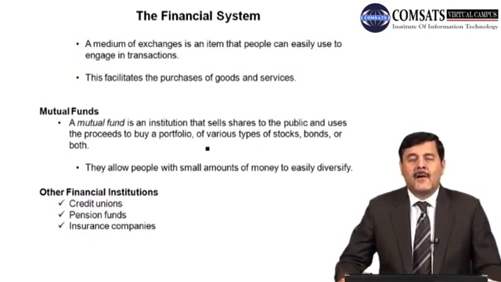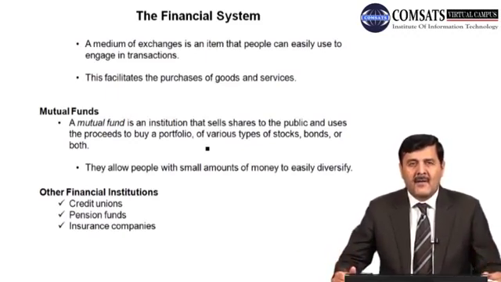Another sort of financial institution is the mutual funds. A mutual fund is an institution that sells shares to the public and uses the proceeds to buy a portfolio of various types of stocks, bonds, or both. So they allow people with small amounts of money to easily diversify, right? In mutual funds, people can cooperate and sell shares to the public.